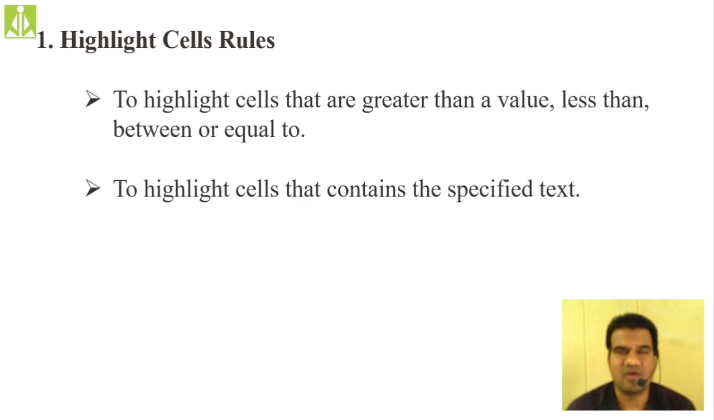So basically conditional formatting will highlight, whatever values are satisfying our criterion, those cells by giving some specific color. That color selection is again user dependent. As a user, you can select any color to highlight the cells which fall under your criterion. So highlight cells rules: greater than a value, less than a value, between a range of values, or equal to a specific value. These things we discussed.